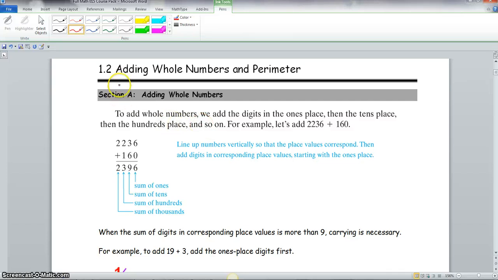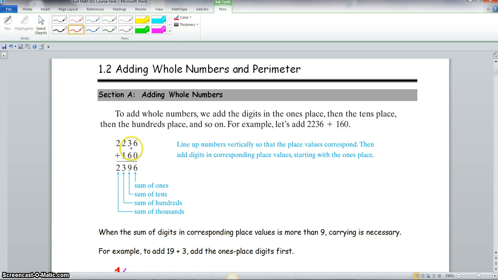Hello class, we're about to start section 1.2, adding whole numbers and perimeter. We have section A, adding whole numbers. To add whole numbers, we add the digits in the ones place, then the tens place, then the hundreds place, and so on. For example, let's add 2,236 plus 160.